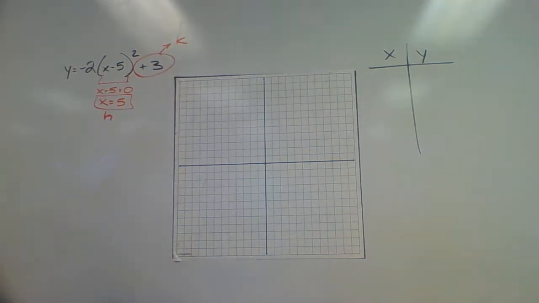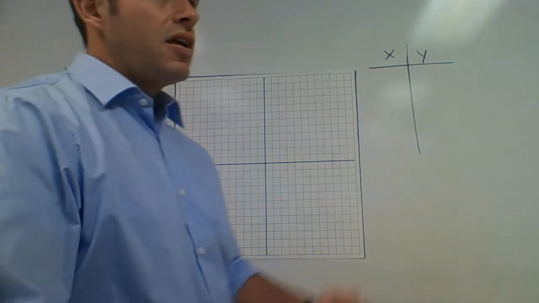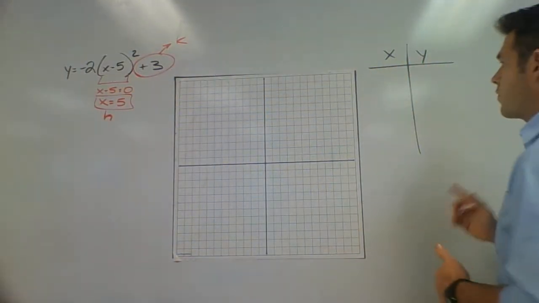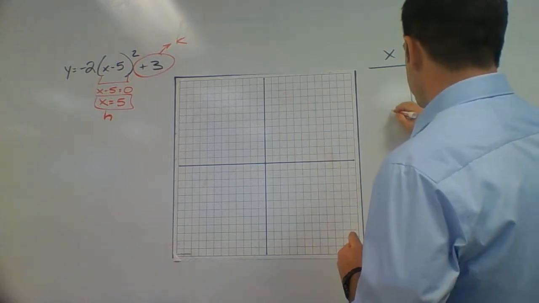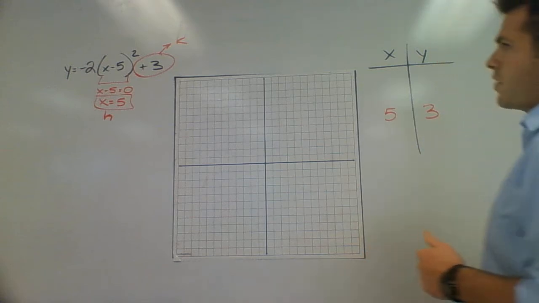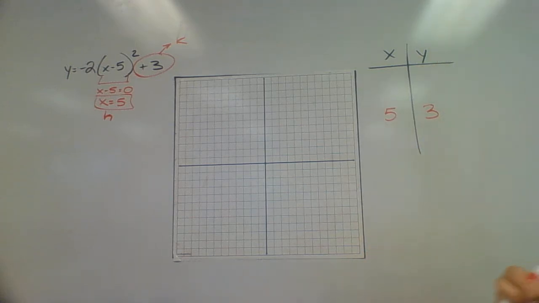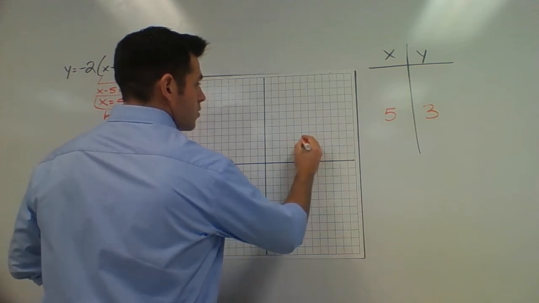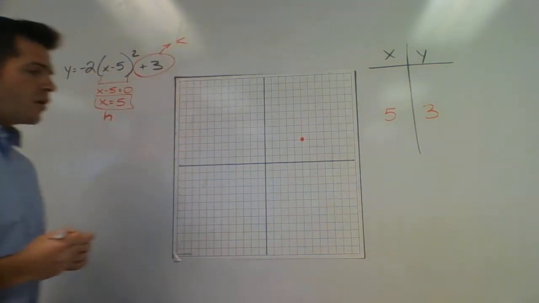Alright, so when it comes to figuring out the vertex, there's not a lot of math work involved, but we certainly know that for this quadratic function here, we would have an x value of 5, a y value of 3. I'm going to go ahead and plug it up right here onto my graph.